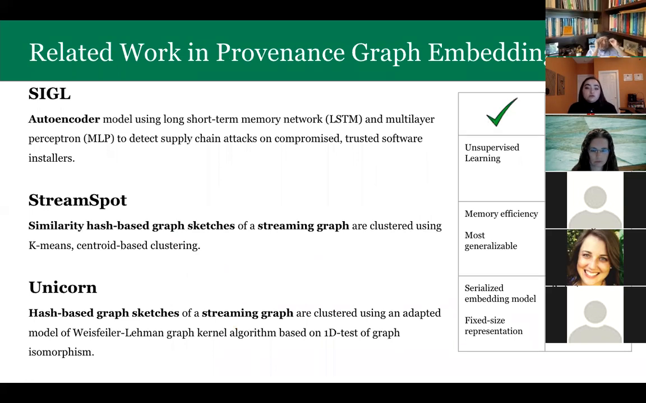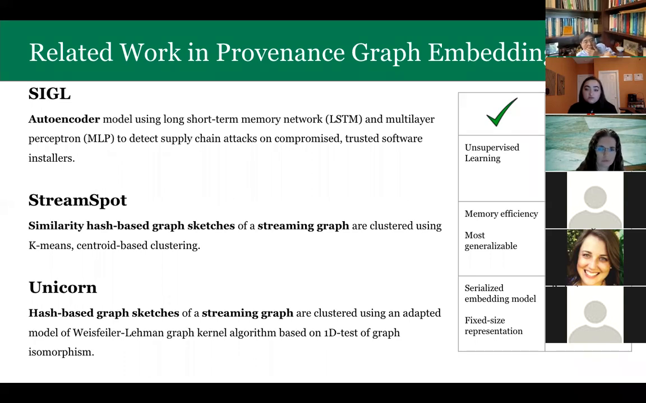So there is some related work in provenance graph embeddings. The first one that we looked at was called Siegel. Siegel uses an autoencoder model, which has a long short-term memory network for the encoder and a multi-layer perceptron for the decoder. And it detects supply chain attacks on compromised trusted software installers. So from this work, we liked that it used unsupervised learning because it was able to train on the benign graphs. Therefore, in an APT or in a zero-day exploit kind of attack, it would be able to pick up on something anomalous.